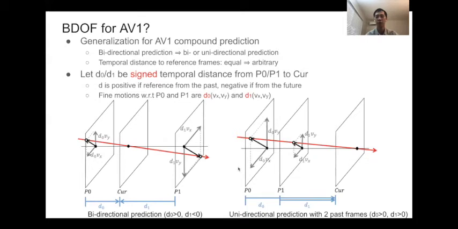Here I show another example where the 2 references are both from the past. The fine motion would follow the same rule. And if the 2 references are both from the future, the result would be the same.